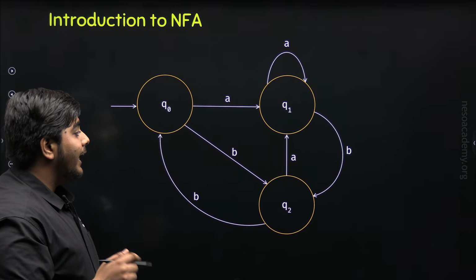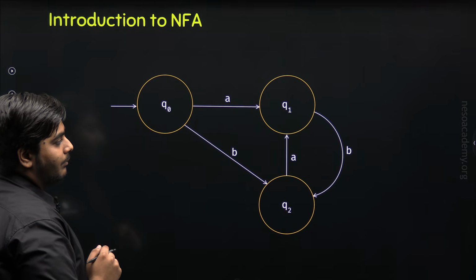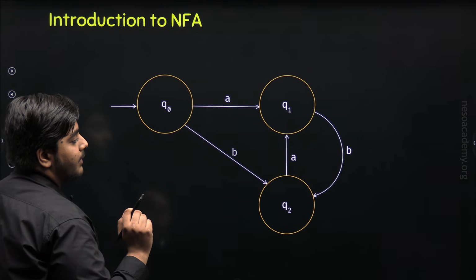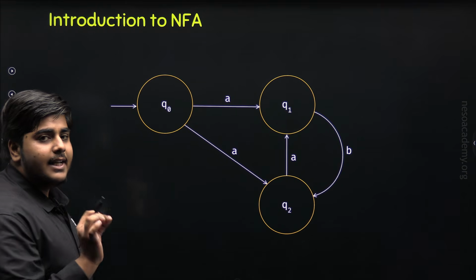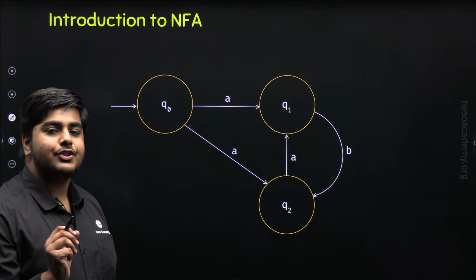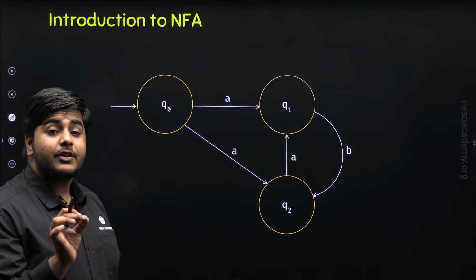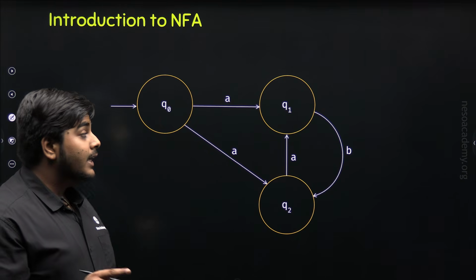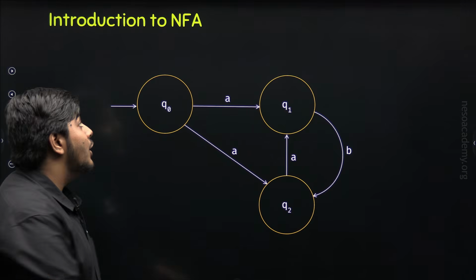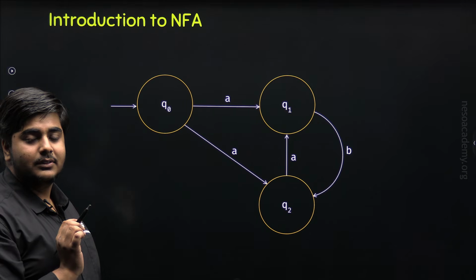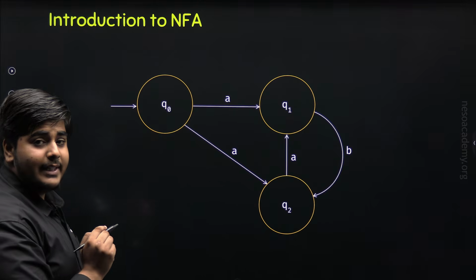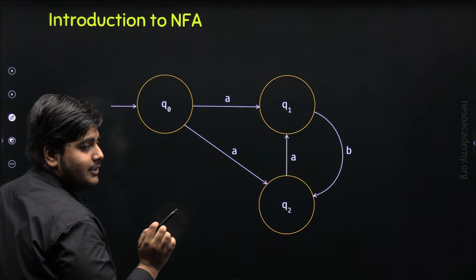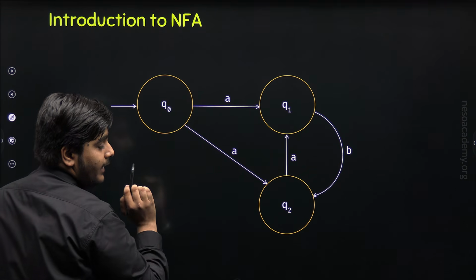Now, what if I remove a few transitions from this diagram? Also, if I replace this symbol B with the input symbol A, is it still a DFA? Of course not. This is not a DFA because it now violates the properties of DFA. But this diagram is called a non-deterministic finite automata. Why? Because now you can see for the current state Q0, there is more than one next state possible for the same input symbol A.